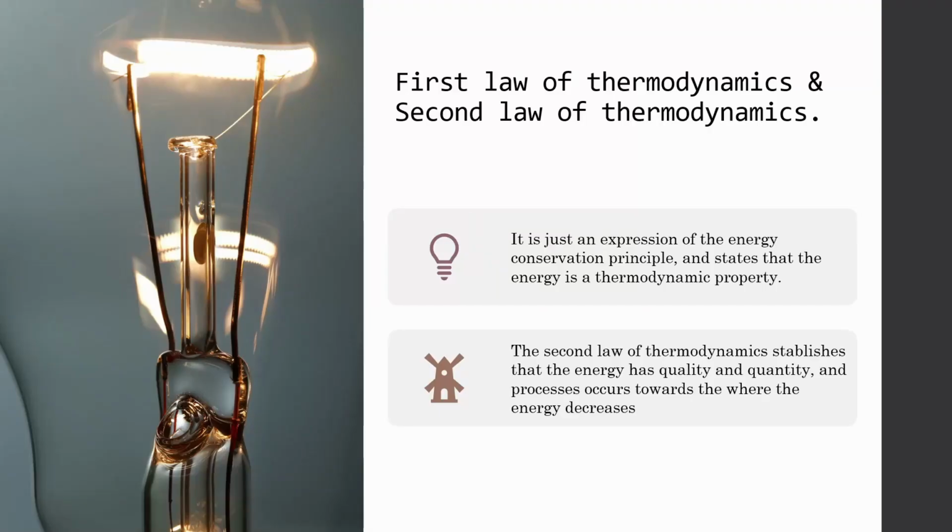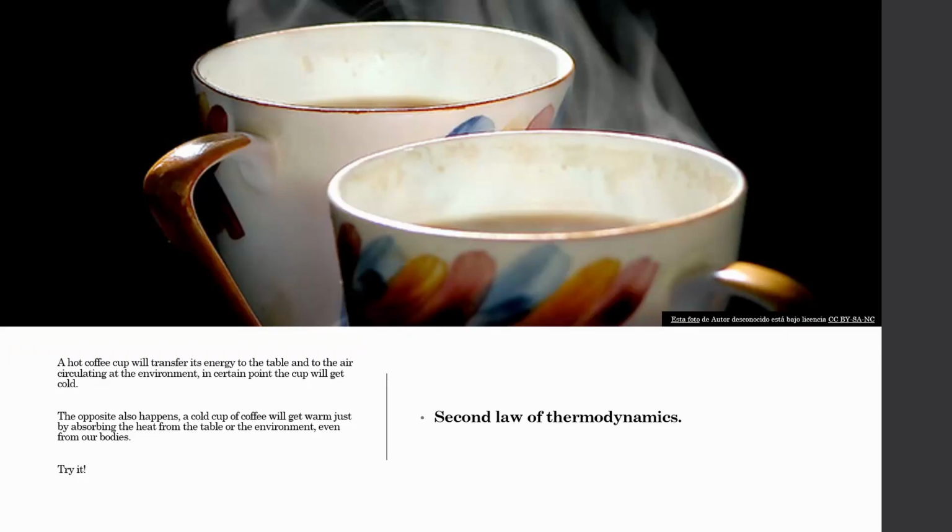It says that the energy will go towards where the energy has less potential, like where it has less energy. In this case, from warm to cold, and vice versa, from cold to warm.